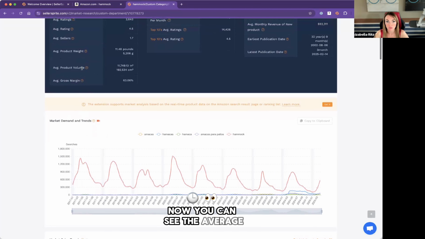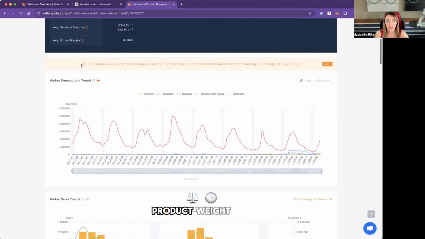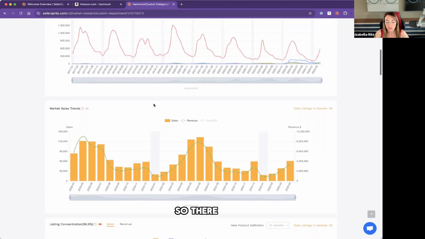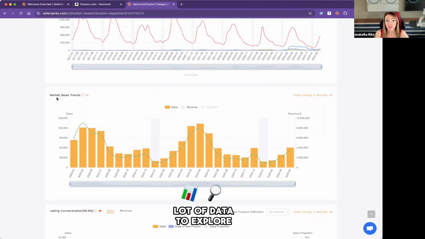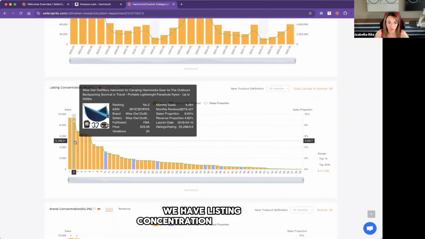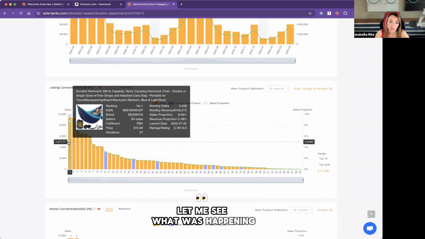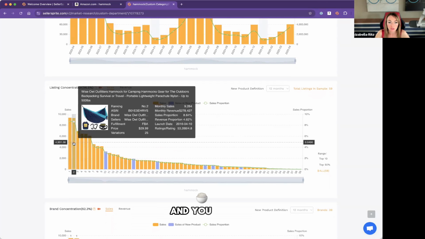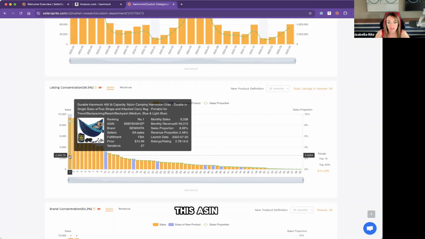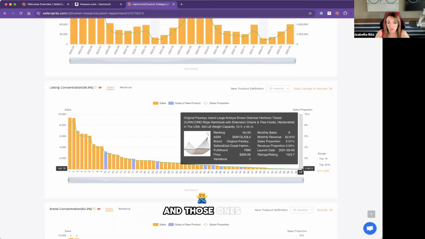Now you can see the average product volume, gross margins, product weight, and now the biggest part, you can also go and check market demand and trends. So there is really a lot of data to explore, and we also have market sales and trends. We have listing concentration, and you're like, oh, let me see what was happening, like which ASIN is actually winning and why. So you're able to take a look, and you can go literally ASIN by ASIN by ASIN. On the left side, you have sales, and you're like, okay, this ASIN is selling at 10,000 units a month, and those ones are not selling much.